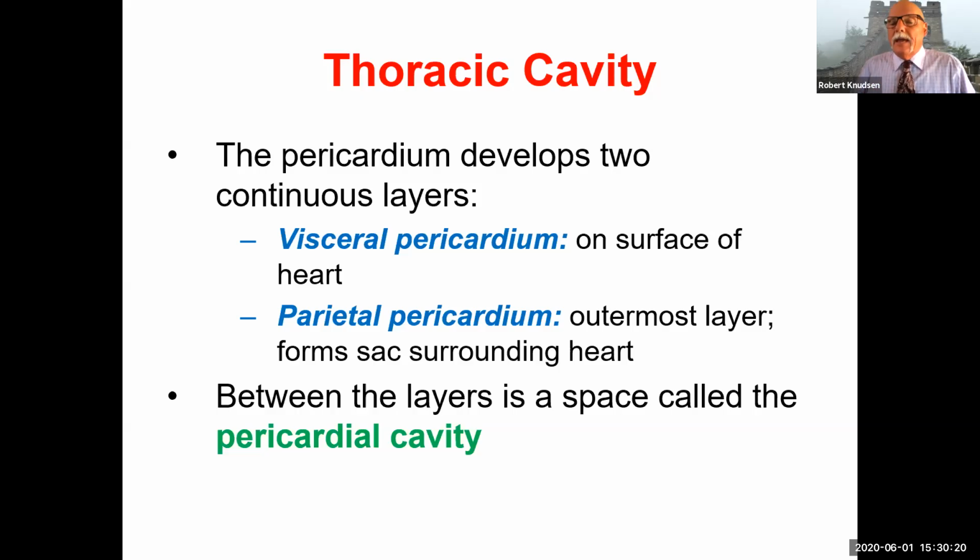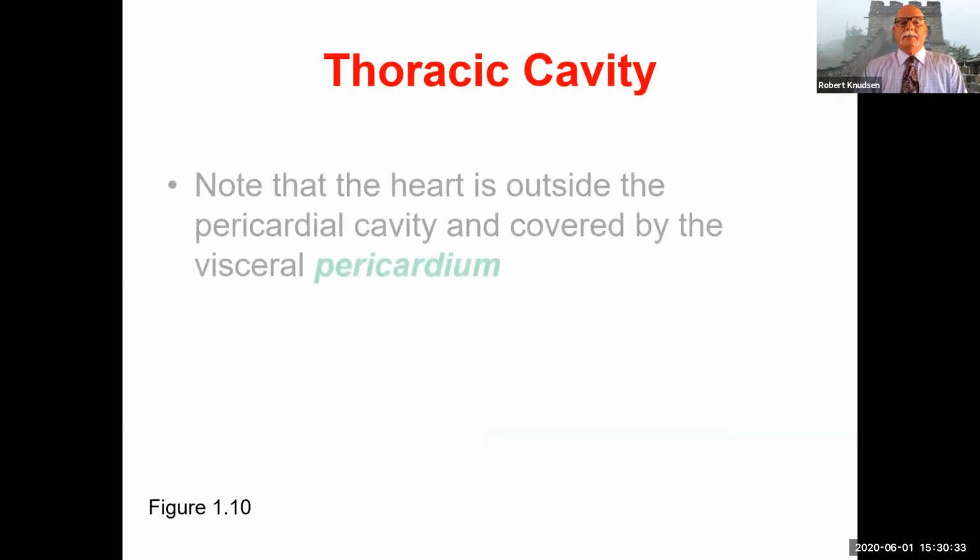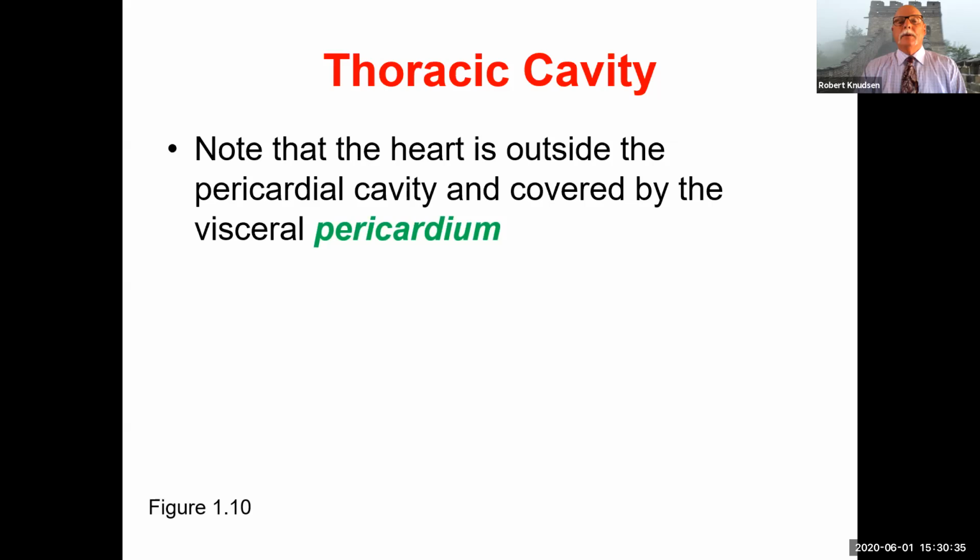It says between the layers is a space called what? The pericardial space that contains pericardial fluid. Good, good. Thoracic cavity. It says, note that the heart is outside the pericardial cavity and covered by a visceral pericardium. We're talking about that. Okay.